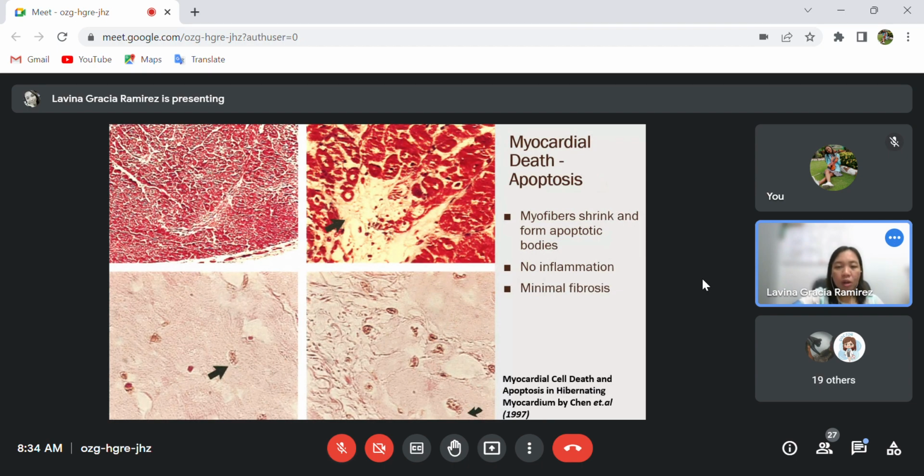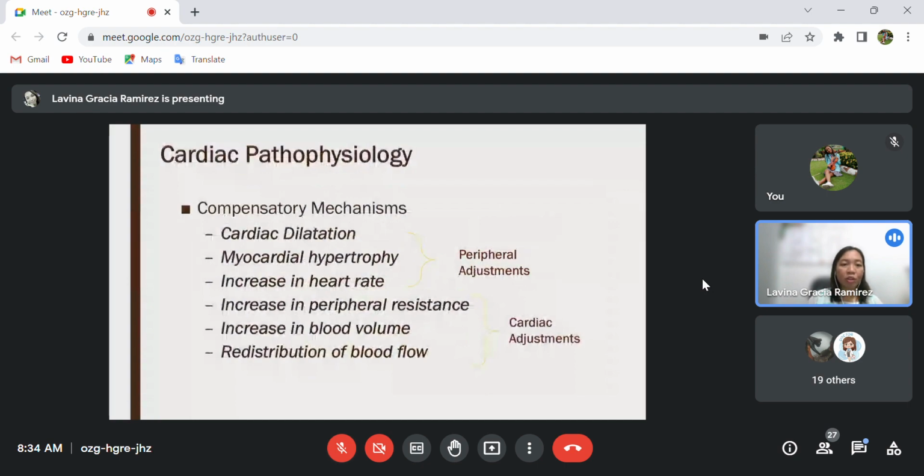Okay, so yung mga pathophysiology that will be observed if the myocardium, or let's say the heart itself, yung muscle part, is exposed to these different cell injuries. So these are the compensatory mechanisms. We have divided into peripheral adjustments and cardiac adjustment. So ito yung kaya niya. This is the homeostatic response, yung capability or compensatory mechanism that the heart can do to compensate for such conditions.